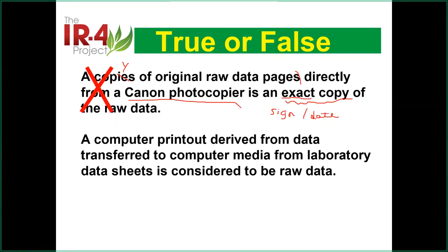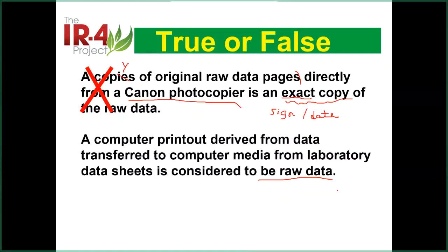Okay, let's read the second one. It's a computer printout. We have everything. We have the instrument. We have our Excel file. So computer printout. Okay, doesn't matter from where. So it's raw data. True or false? I saw somebody saying true, somebody saying false. Okay, let's say you did some Excel calculation. Is that Excel calculation printout raw data?